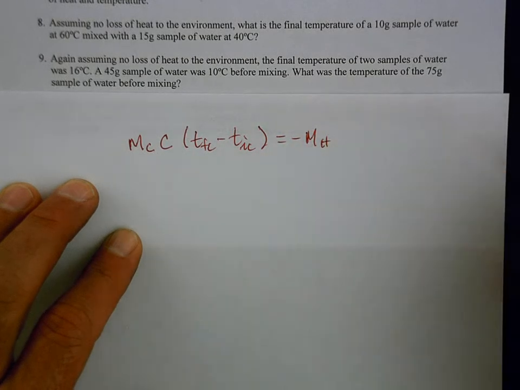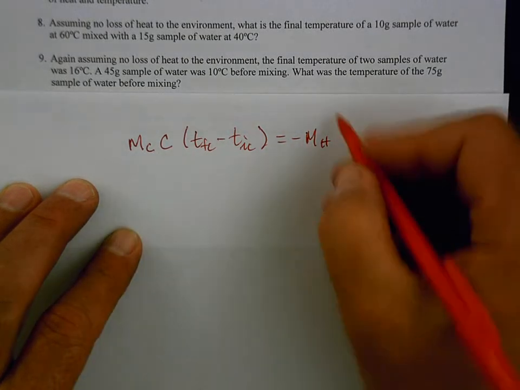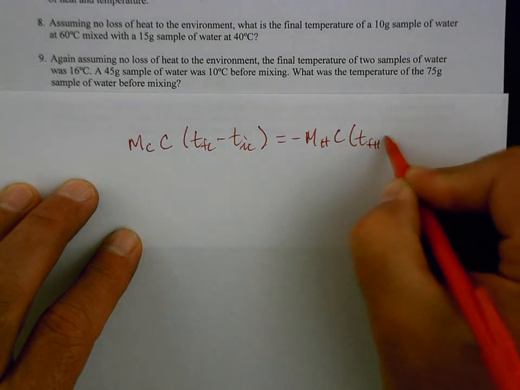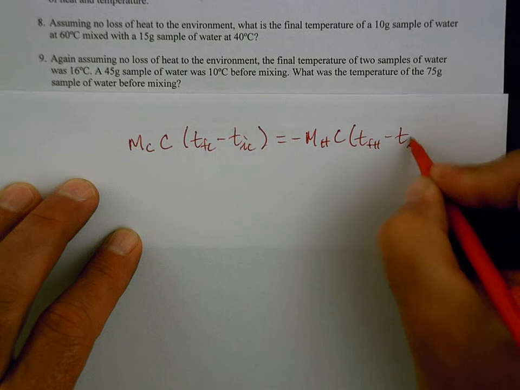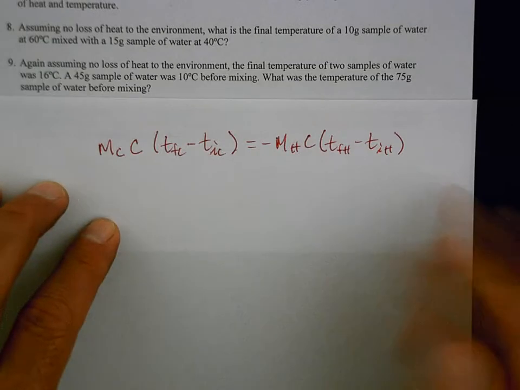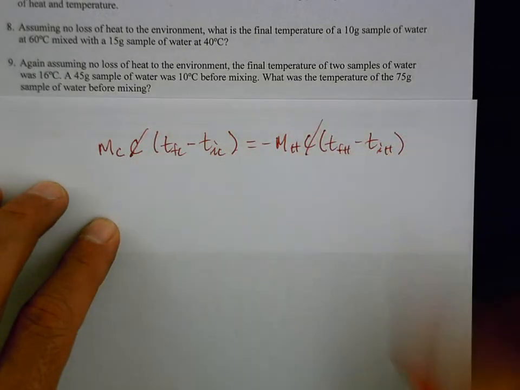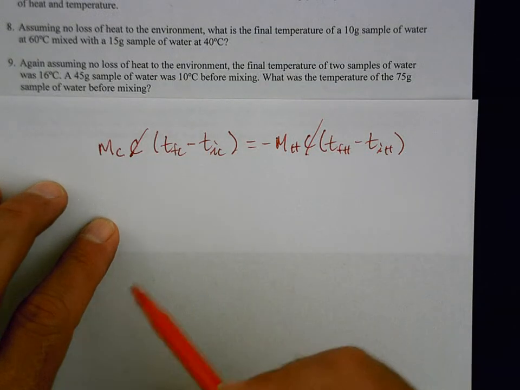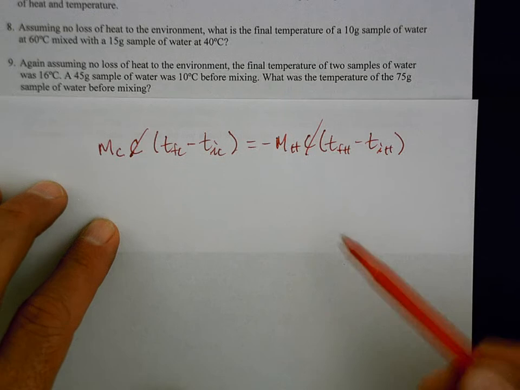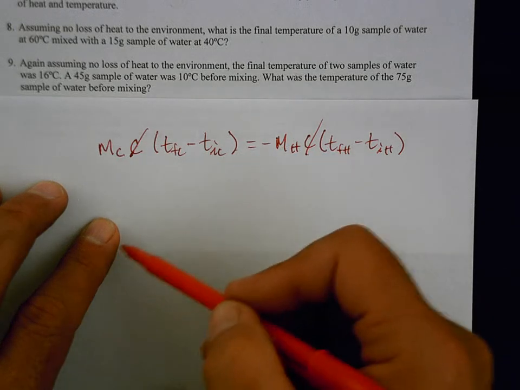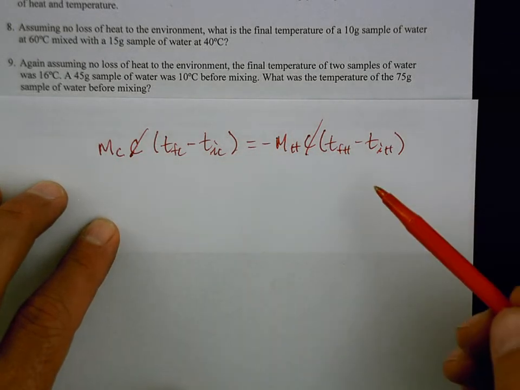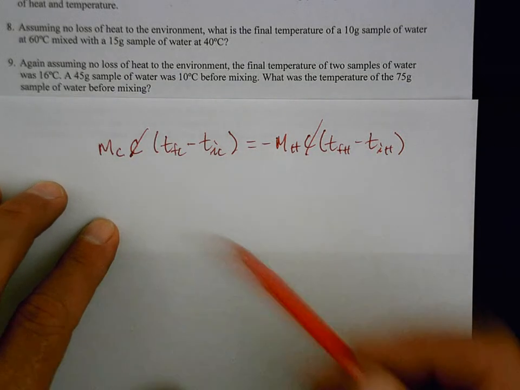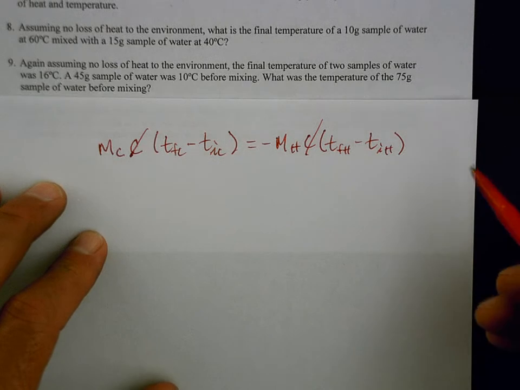And again, C for cold, H for hot. We don't need the C's because they're both water. We would need the C's if, say, instead of hot water and cold water, maybe we had a hot piece of metal put into cold water. We could still do this equation, but then we would need the C's because the metal would have a different C than the water. All right, now let's start putting our numbers in.